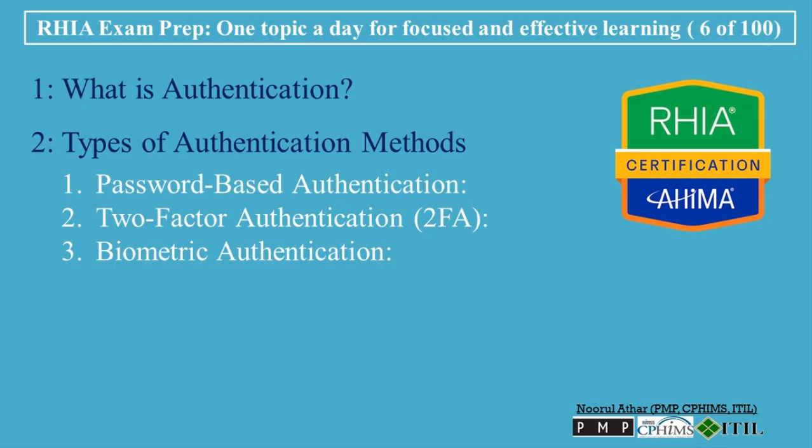3. Biometric authentication. Biometrics use physical characteristics, such as fingerprints, facial recognition, or iris scans, to verify identity. In healthcare, biometrics are becoming increasingly popular because they offer a higher level of security and are difficult to replicate or steal. However, they also raise concerns about privacy and data protection.